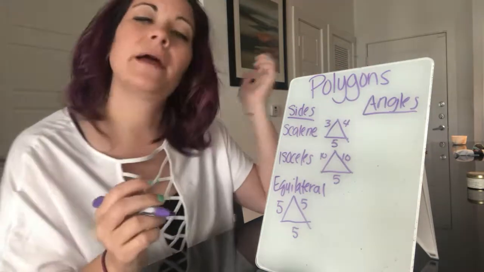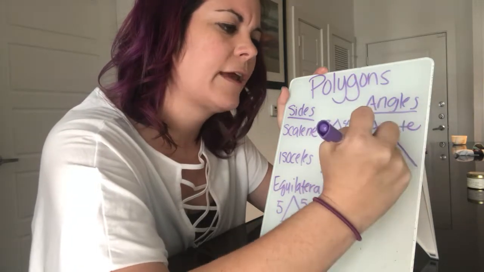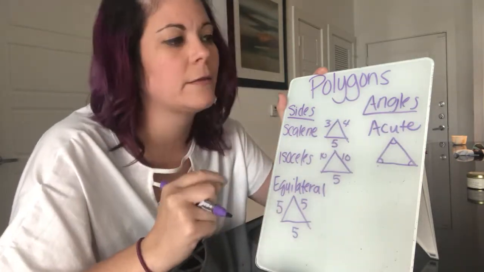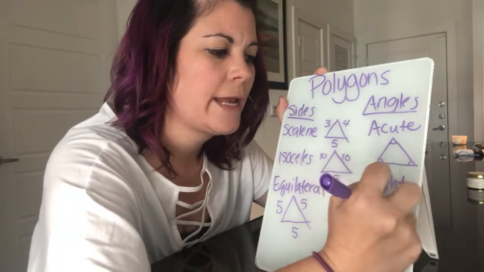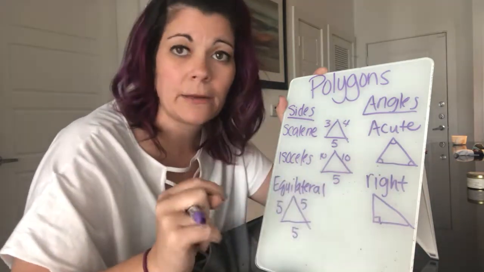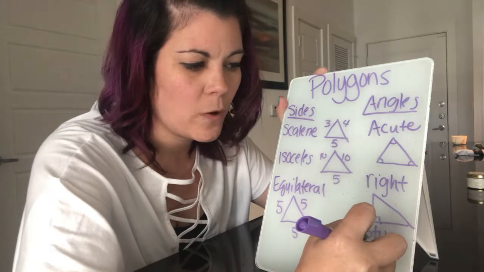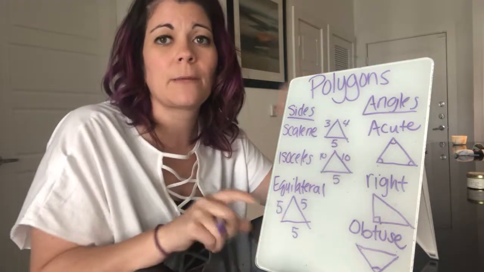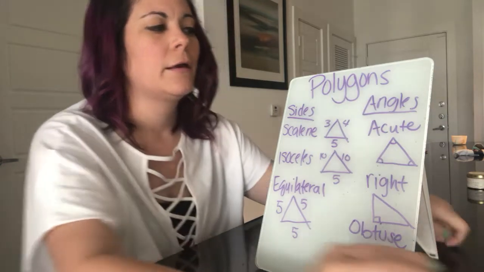And then we can classify it by its angles too. We have acute, which means that all its angles are acute, which means they're less than 90. Acute means less than 90. We have right, which means that one angle is a right angle, which is 90 degrees. And then we have obtuse, which means that one angle is obtuse. This is how we can classify triangles, by their sides or by their angles.